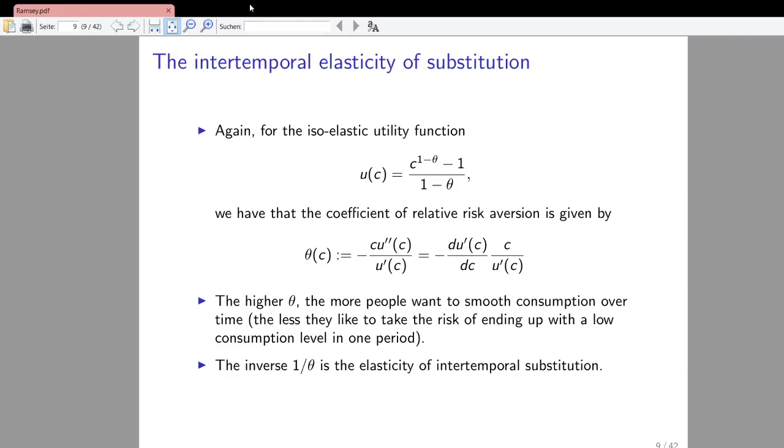Now this is exactly what we have on the next slide. We have the isoelastic utility function here, and if we compute consumption times the second derivative of the utility function with respect to consumption, divided by the first derivative of the utility function with respect to consumption, and take the minus side of that, then we get theta. If we plug it in, we have the consumption Euler equation as before. So the higher theta is, the more people want to smooth consumption, so the less likely they are willing to take the risk of ending up with a low level of consumption in one period in exchange for a higher interest payment. And again, the inverse 1 over theta is the elasticity of intertemporal substitution.